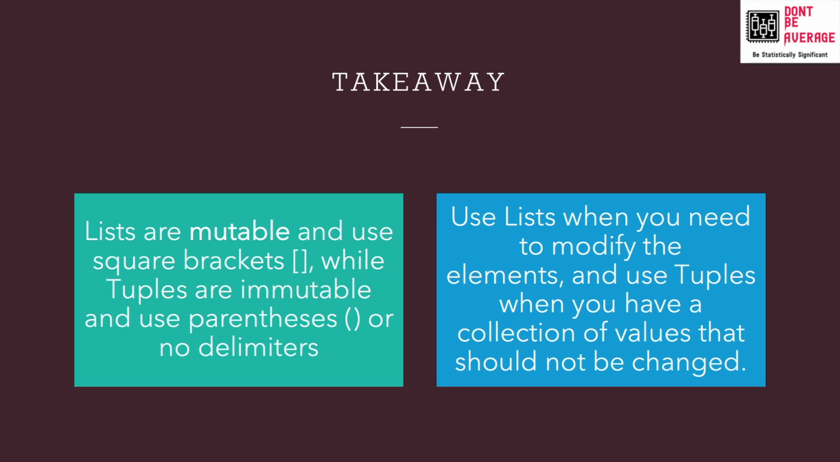So the takeaway is lists are mutable and use square brackets, while tuples are immutable and use parentheses or no delimiters. You can use lists when you need to modify the elements, and you can use tuples when you have a collection of values that should not be changed.